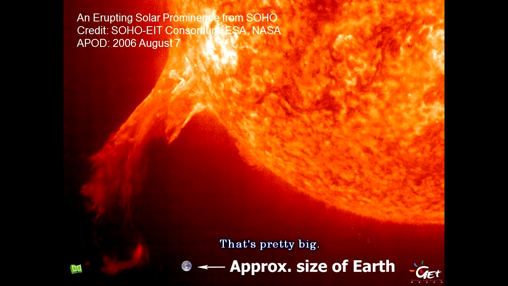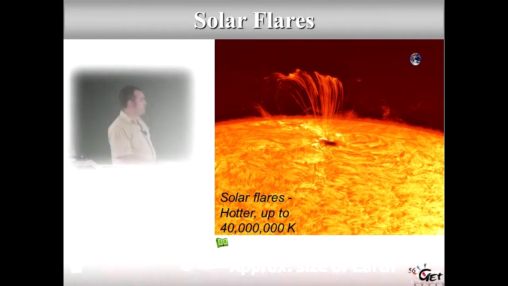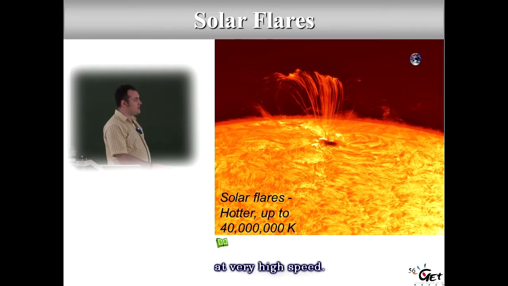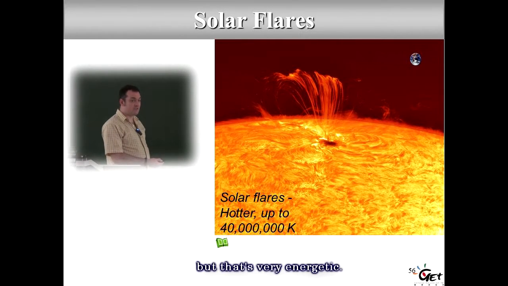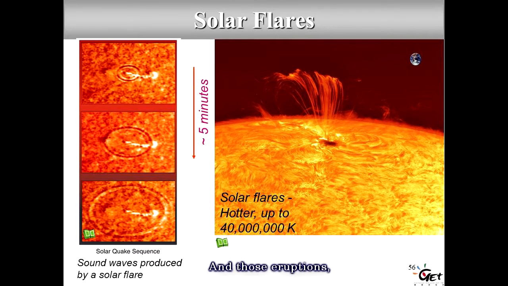Okay? That's pretty big. So imagine that those flares are coming toward us at very high speed, and they're very hot. And they're far bigger than Earth. Fortunately, we have our magnetic field to protect us from that, but that's very energetic. And those eruptions, those flares, when they are emitted, create a shock on the surface of the sun and create sound waves. When this thing is so energetic and so dramatic, it is actually creating a shock wave on the surface of the sun.